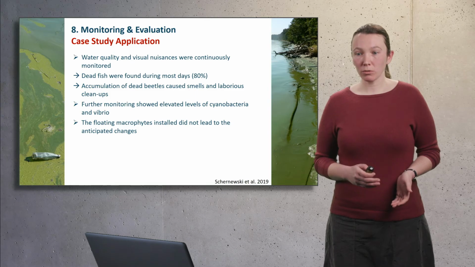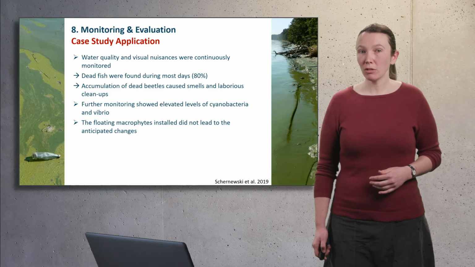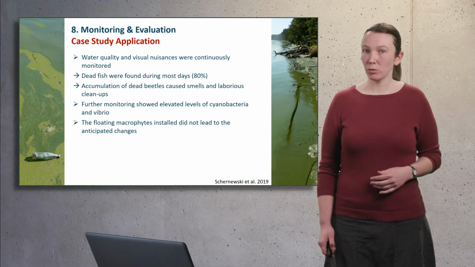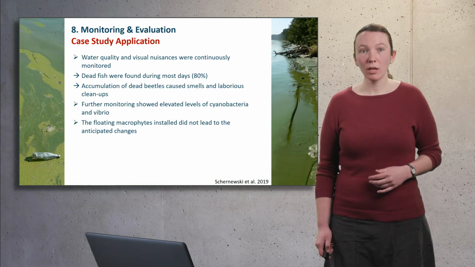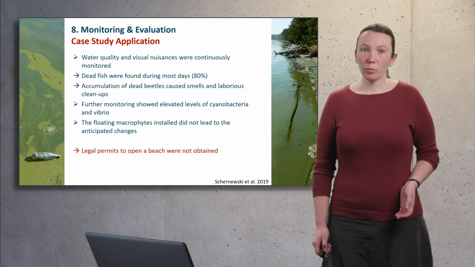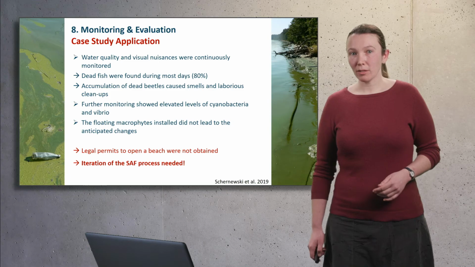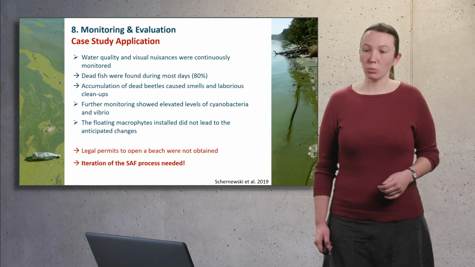So it was also shown that the mitigation measure, the floating macrophytes, did not lead to the anticipated changes. So in the end, the legal permits to open a beach were actually not obtained, and this shows that an iteration of the SAF would be needed.